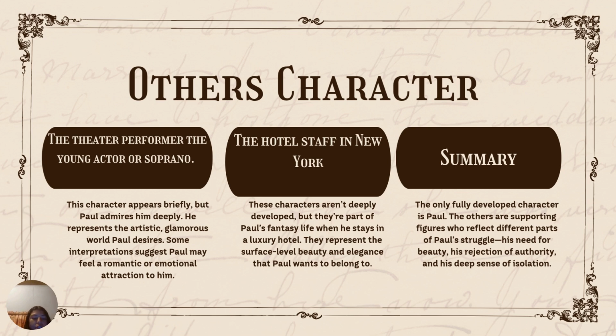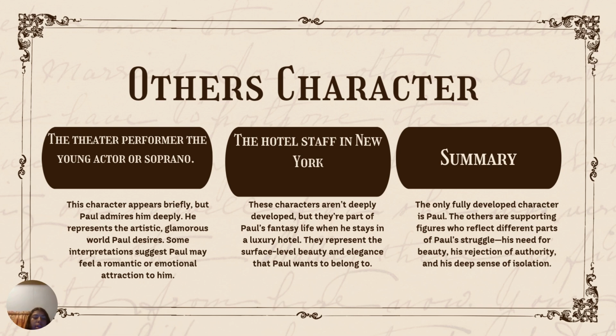The hotel staff in New York. These characters are not deeply developed, but they are part of Paul's fantasy life when he stays in a luxury hotel. They represent the surface-level beauty and elegance that Paul wants to belong to. In summary, the only fully developed character is Paul. The others are supporting figures who reflect different parts of Paul.